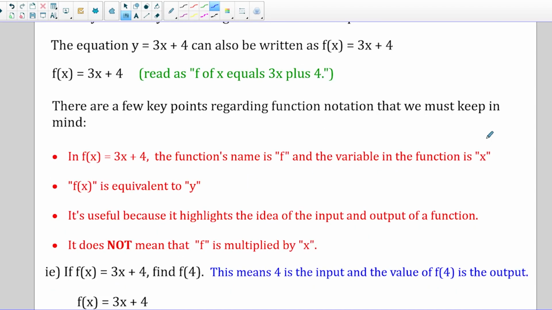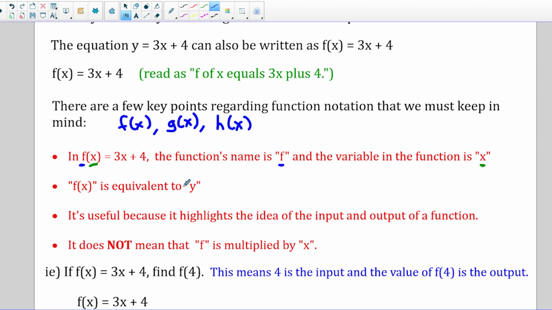There are a few key points regarding function notation that we need to keep in mind. When f of x is equal to 3x plus 4, the function's name is f, and the variable that we're using is x. Function notation is valuable because we can figure out the difference between different functions. Let's say we have f of x, and we might also be looking at g of x, or even h of x. We can see that f, g, and h are just different functions, and we've given them different names, but they all happen to be using x as the variable.